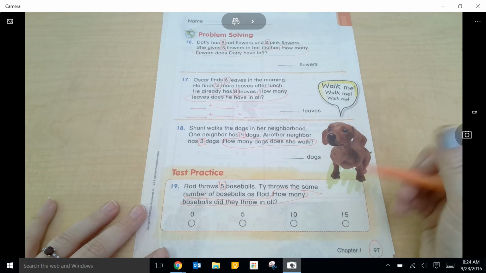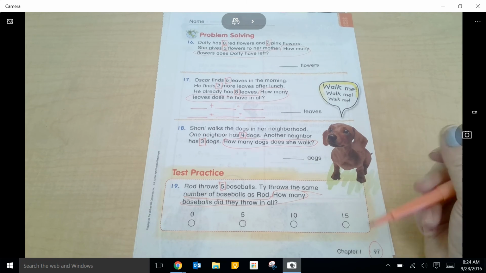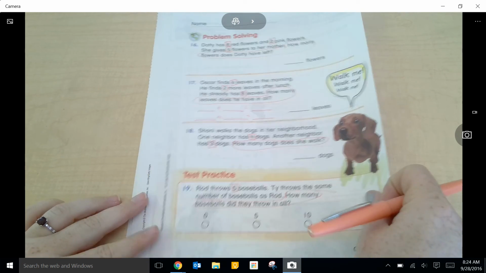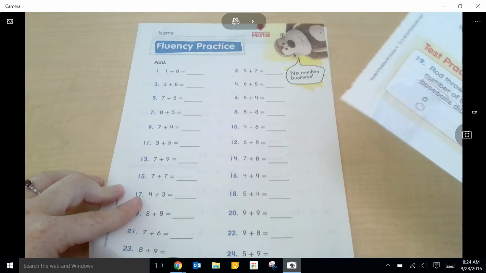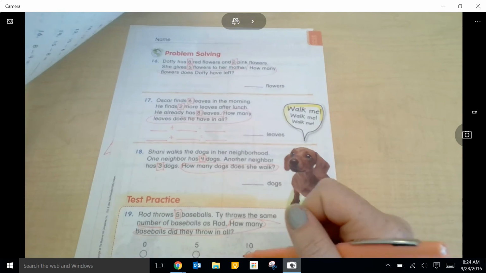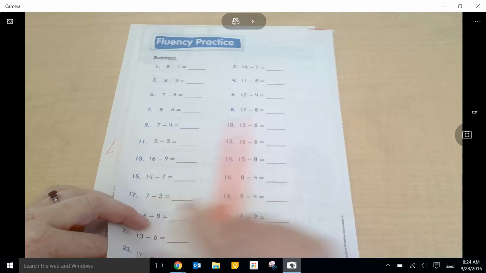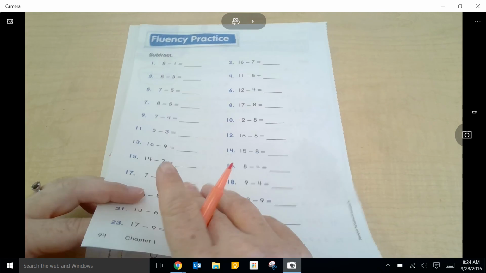When you are finished with this page, you're going to do Dream Box before we go to lunch. After lunch, we're going to sit together as a class and check all of our answers. Scratch that. When you finish this page, you're going to go ahead and do your fluency practice, front and back. Then if you finish, do Dream Box.